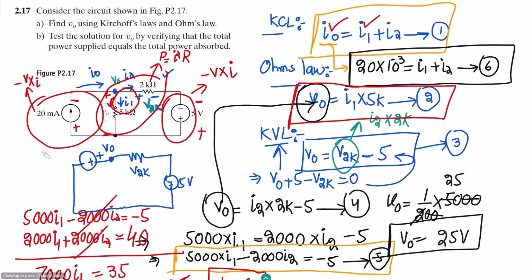Today we have seen how to find out V0 and also how to find out the total power, because once you find the total power developed and total power absorbed, you will see that both of them are equivalent.